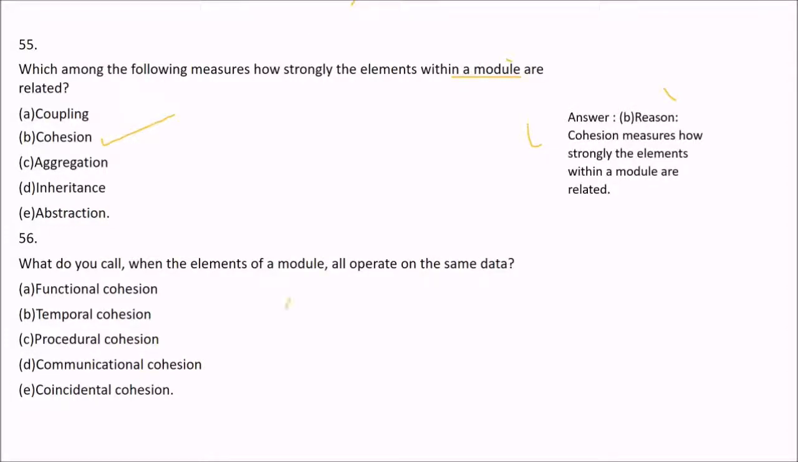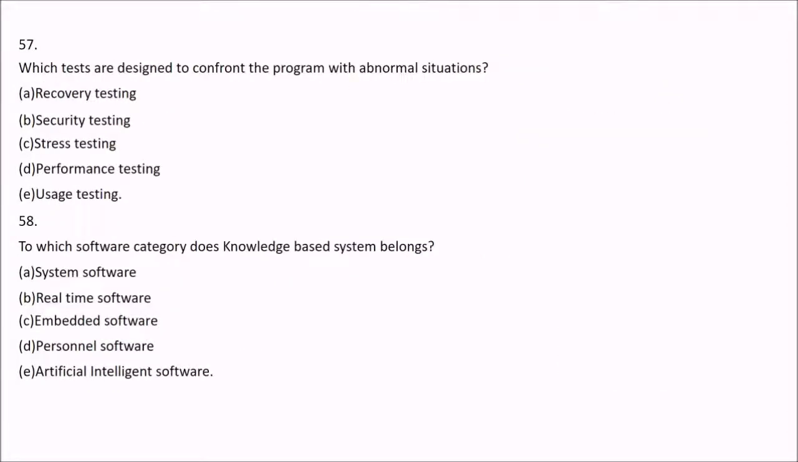56. What do you call when the elements of a module all operate on the same data? Elements of a module, they all operate on the same data. So is this functional cohesion? No. Temporal cohesion? No. Procedural cohesion? No. Communicational cohesion? Yes. When the elements of a module all operate on the same data, we call it communicational cohesion, not coincidental cohesion also. So the answer is D.